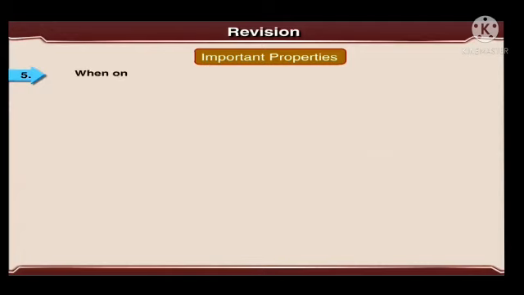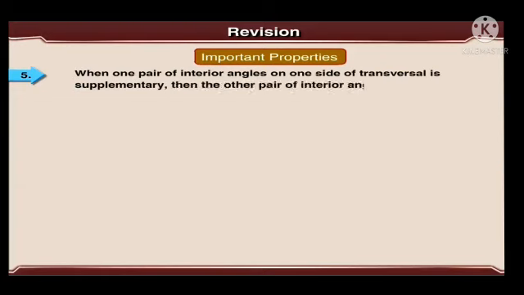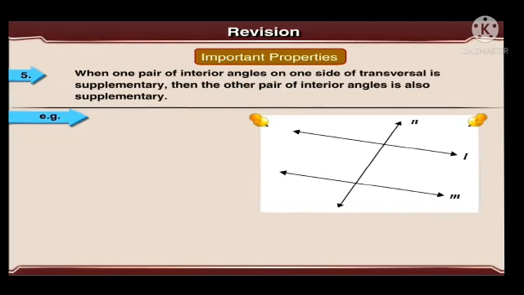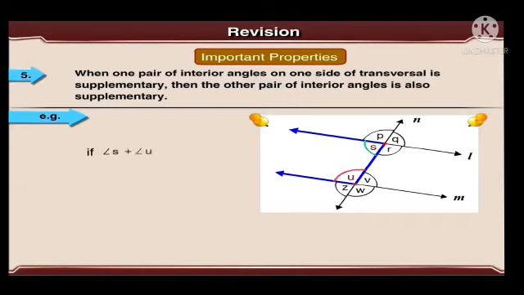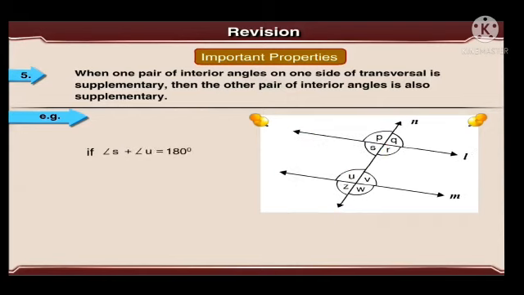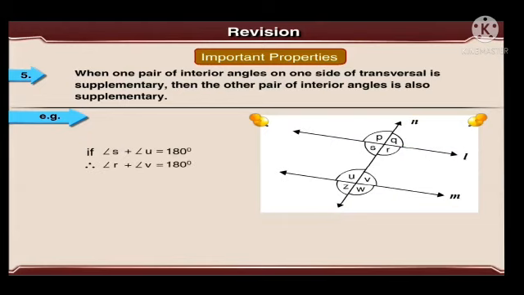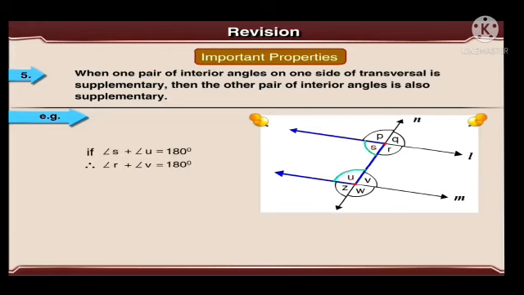Point number 5. When one pair of interior angles on one side of the transversal is supplementary, then the other pair of interior angles is also supplementary. For example, look at the figure. Line L and M are parallel and N is the transversal at two distinct points. Now, angle S plus angle U is equal to 180 degrees, supplementary. Now, angle R plus angle V is equal to 180 degrees. So, both are interior angles. Now, what will you say? You will say lines L and M are parallel lines.